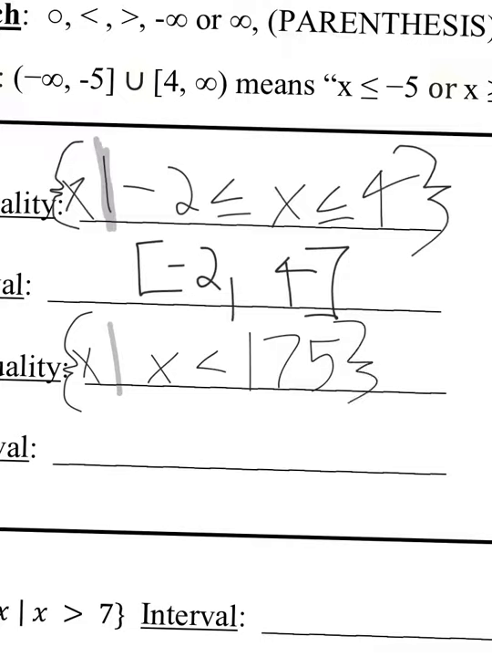All right, and then in interval notation, that's where you'll have the infinity. You'll put a parentheses because you can't touch it, and then you'll put a 175, and you'll put another parentheses because that was an open dot at 175.